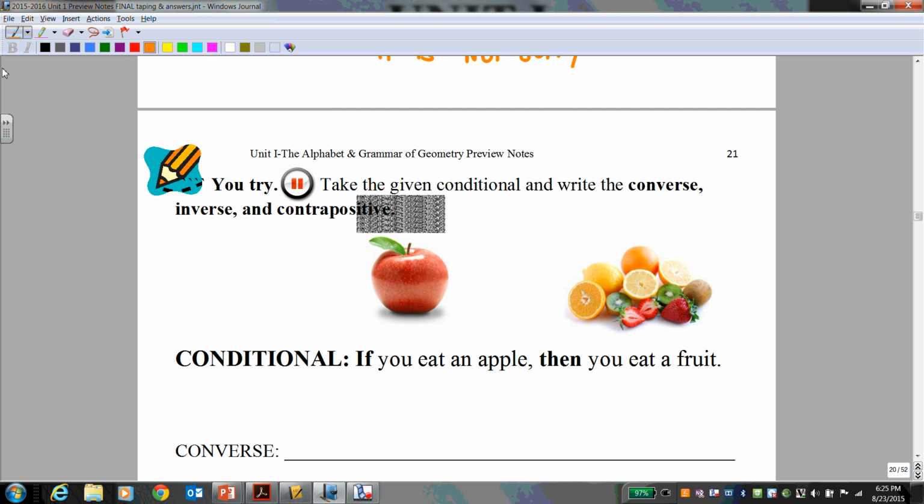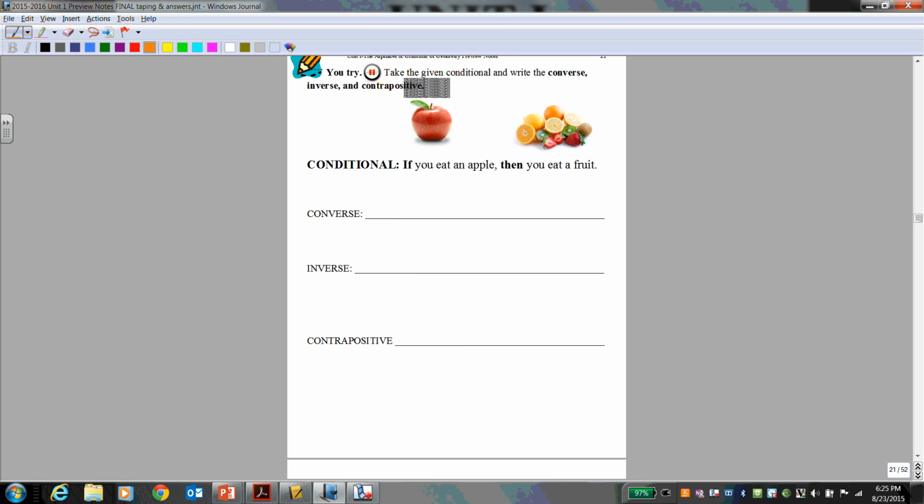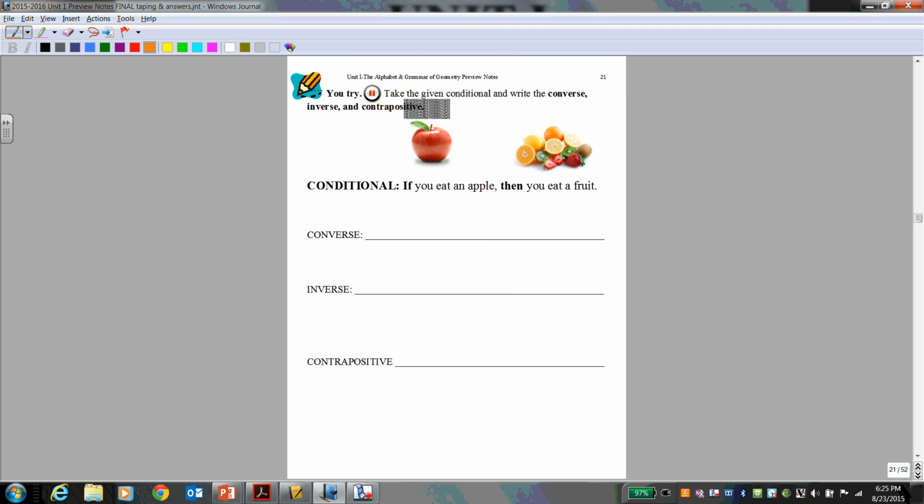Ready? I'd like you to take this page. You're going to take the original conditional and you're going to write the converse, the inverse, and the contrapositive. When you are done, restart the video, check your work. Pause. Welcome back. Let's see how you did here. Get out your red pen so you can check your work.